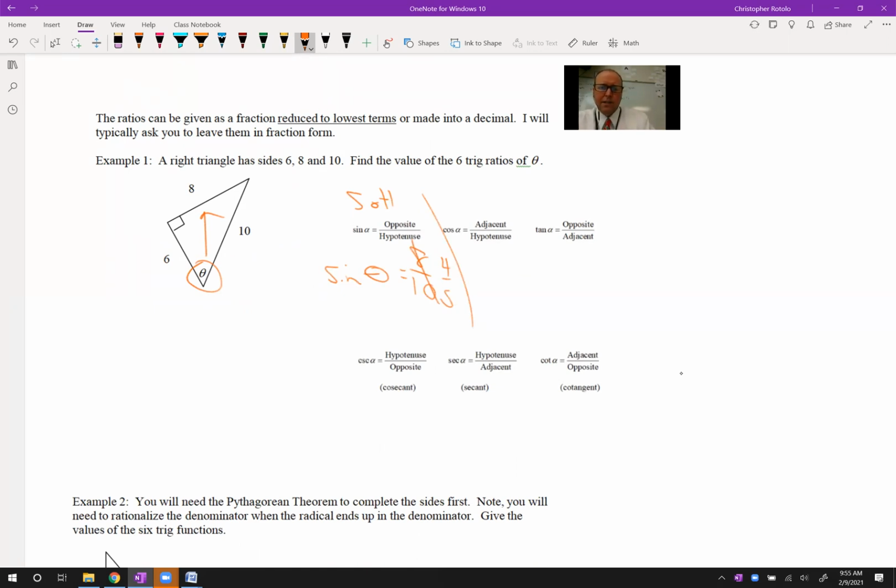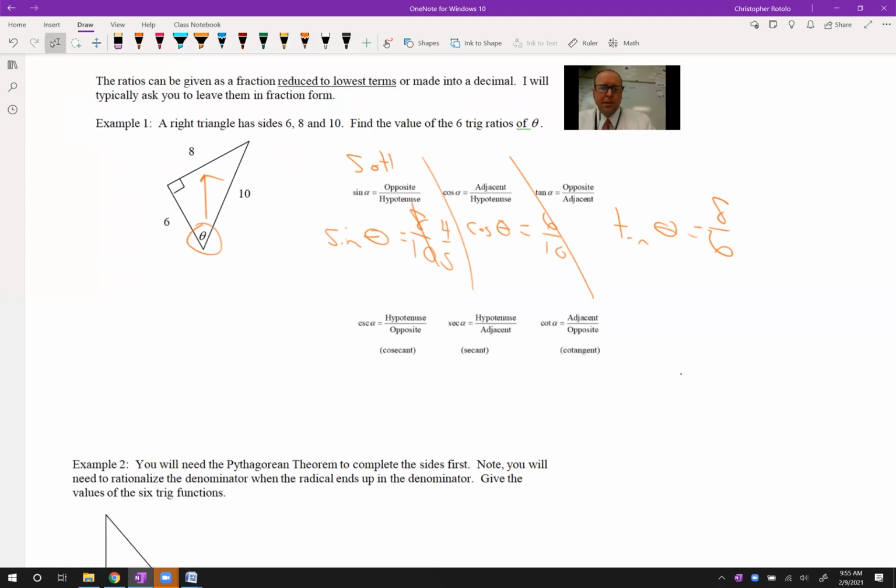If we're looking at cosine, so cosine of theta, what's the adjacent side? That's going to be 6, and the hypotenuse is 10 again. And tangent of theta, that's going to deal with the opposite, which is 8, and the adjacent, which is 6. So nothing to solve for here. We're just trying to identify how we would deal with this.